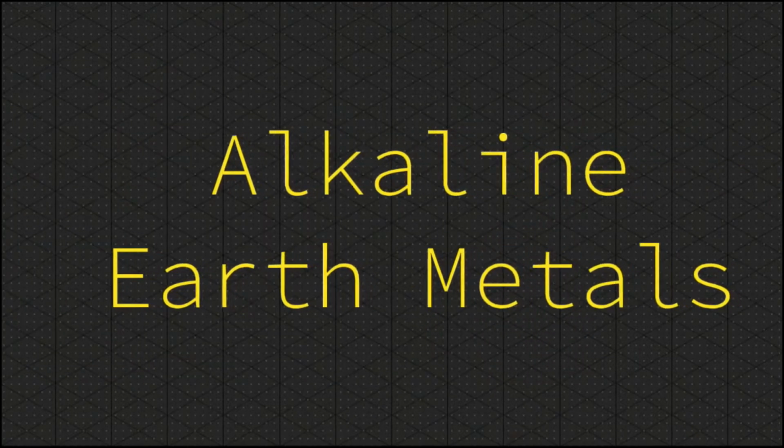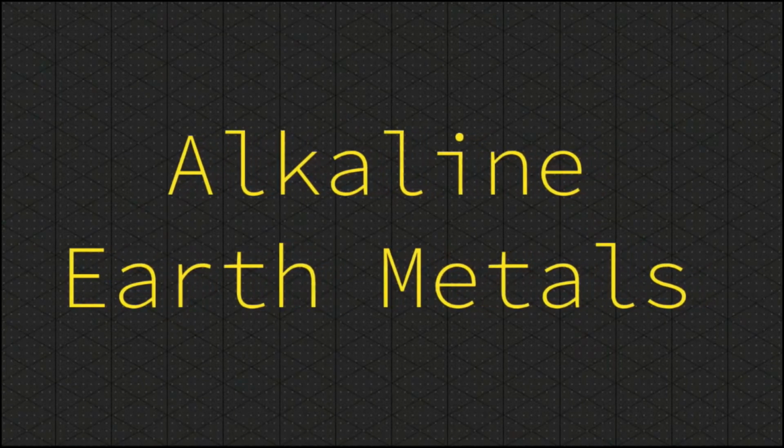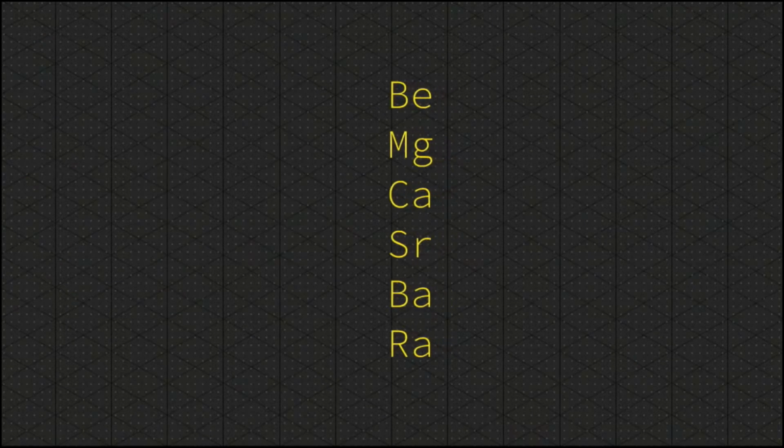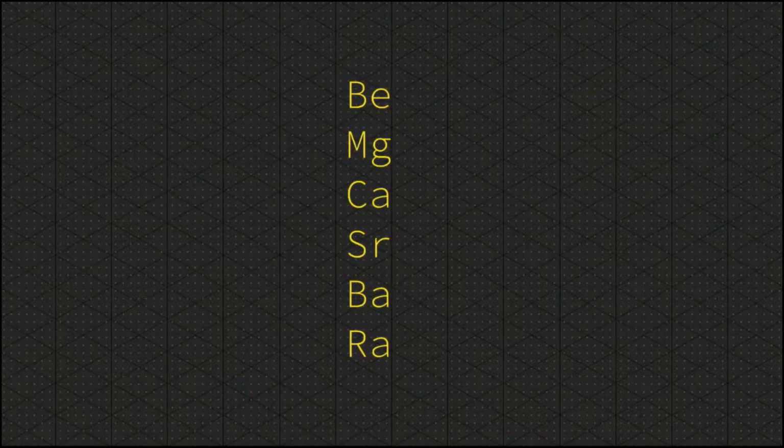The next family of elements are the alkaline earth metals. These metals are fairly reactive, but not as much as the alkali metals. The elements that are in this family are beryllium, magnesium, calcium, strontium, barium, and radium. Alkaline earth metals have many uses. For example, beryllium is used in electronics, and strontium is used in the manufacturing of red fireworks.